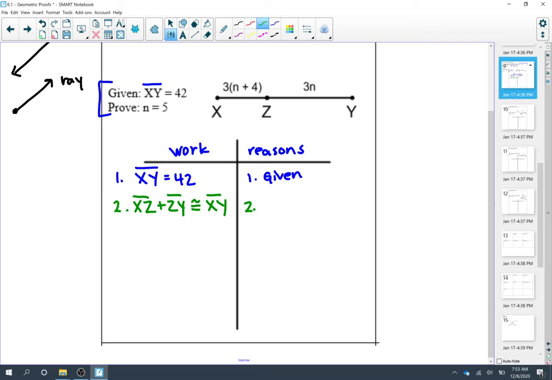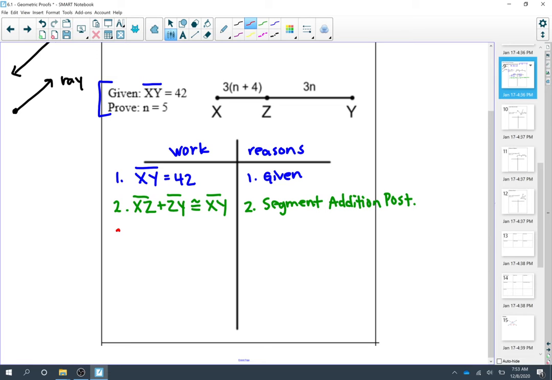Well, why am I allowed to say that the first piece plus the second piece is equal to the whole thing? I'm allowed to say that because of the segment addition postulate, which I'm going to abbreviate postulate there. Now, if I'm looking at that, I'm saying, okay, well, I know that this piece plus this piece equals the whole thing. I know that this piece is actually being represented by whatever these variables are, and ultimately I need to get to a variable, and I know that this piece is being represented by this.